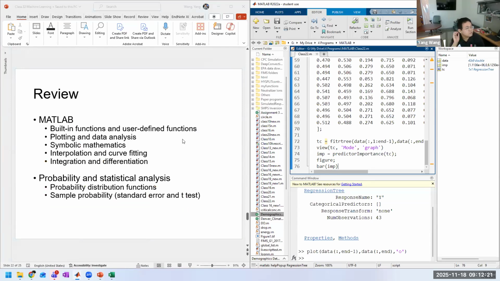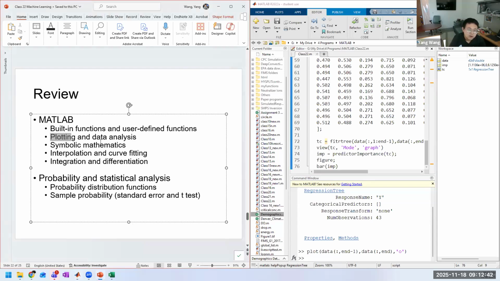Okay, so finally, it's the review of our entire semester. As you can see, we spent a little bit more than half of the semester talking about MATLAB. I think this could lay some good foundation for us to use this programming tool to solve day-to-day problems. We talked about built-in functions and user-defined functions, plotting and data analysis, and symbolic mathematics, which can help us solve a lot of equations instead of using hand derivation. We can do interpolation and curve fitting, integration, differentiation, and you can even solve partial differential equations.